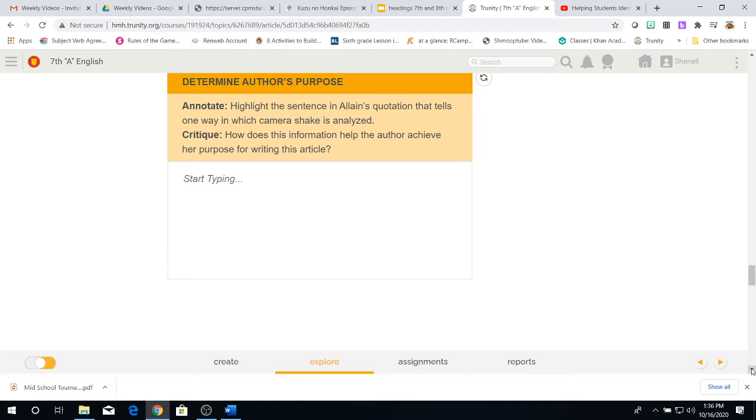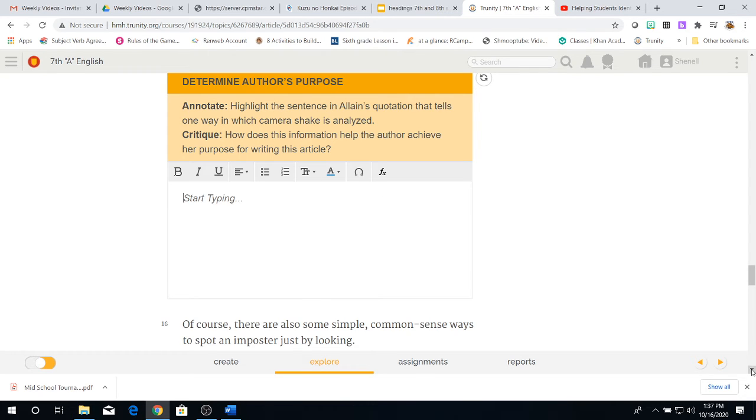Critique. How does this information help the author achieve her purpose for writing this article? So basically, they're just asking you that based on what you found, that sentence that you highlighted, his quotation, how does this help us understand, or how does this make us see what the author is trying to do? What is his purpose or her purpose in this case for writing this article? Once you have an answer, type it in there.